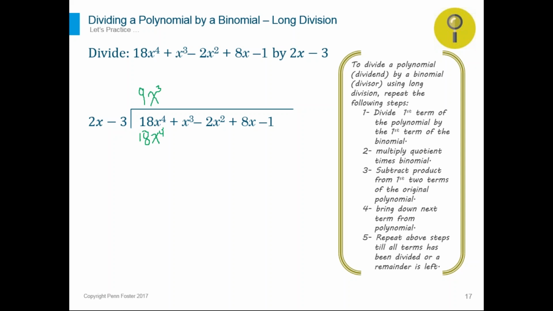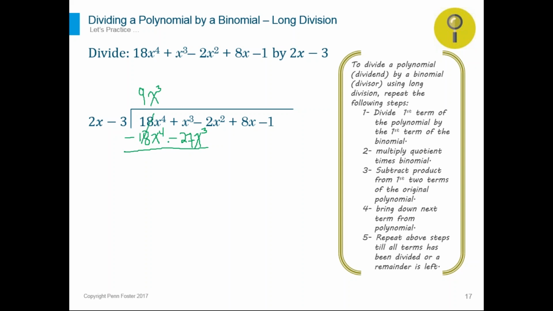But now we have to multiply 9x cubed times negative 3. And this is the only difference in the multiplication step. So 9 times negative 3 is a negative 27. And then x to the 3rd times nothing here will just go down as is. Subtract. So divide, multiply, subtract. Now we have 18x to the 4th minus itself, just a 0.